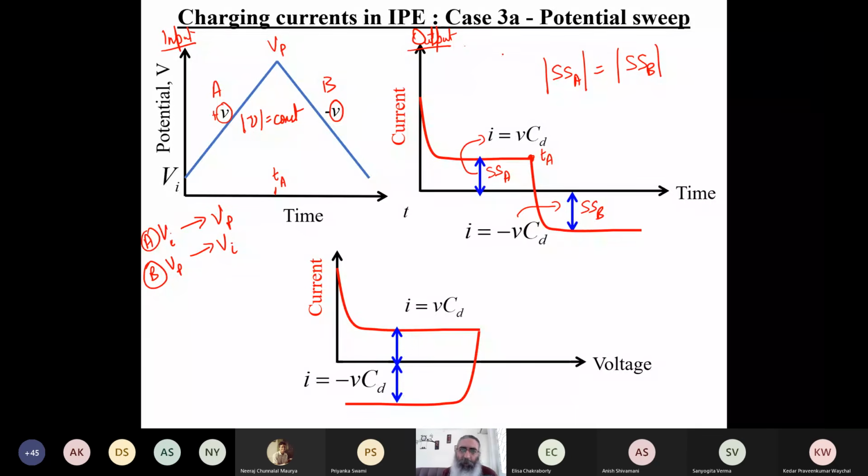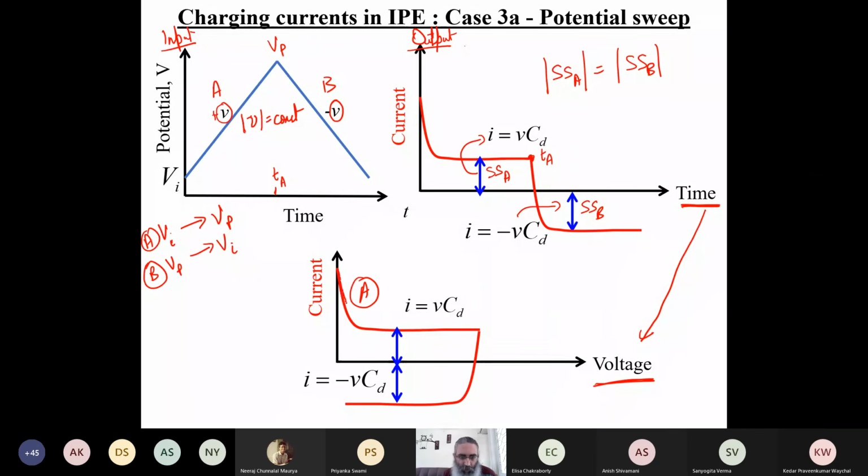So I'm going to replace the x-axis in this output curve. Instead of using time, I use potential. I change it to potential. Then what is going to happen? You see that you are going to, this is for A, the fragment A.